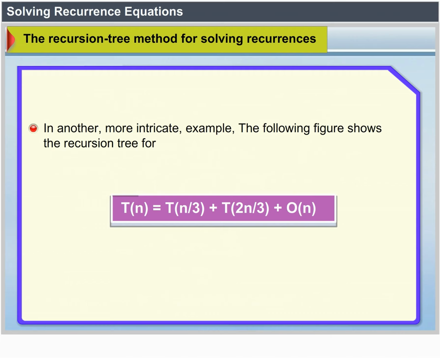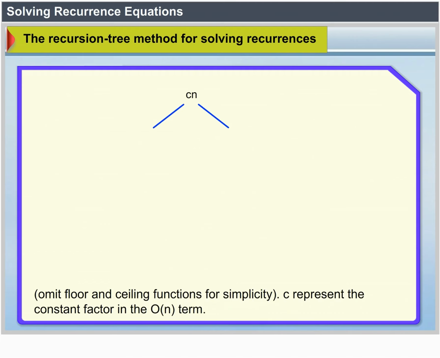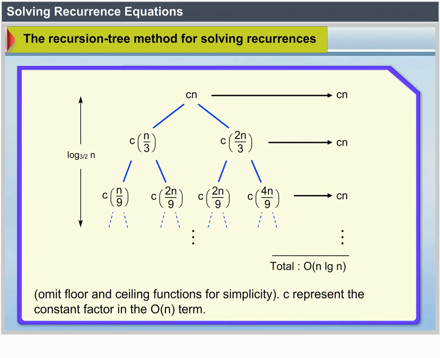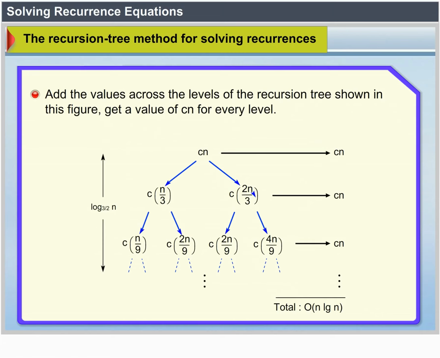Omit floor and ceiling functions for simplicity. Let c represent the constant factor in the big O of n term. Add the values across the levels of the recursion tree shown in this figure. We get a value of cn for every level.